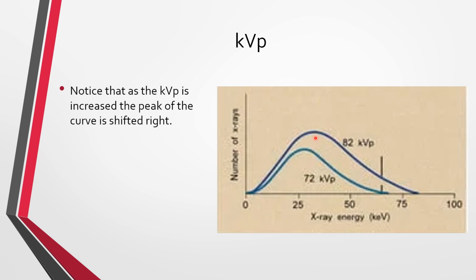So we said that the kVp affects the quality of the beam. The quality is the average overall energy that's being produced. The peak here, instead of being around 25, is now probably around 30, maybe 35 here. So the average quality of the beam has been increased with an increase in kVp. The average energy of the beam has increased. That's what's important about kVp.